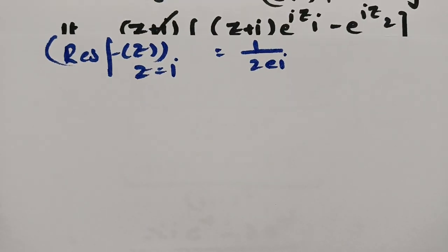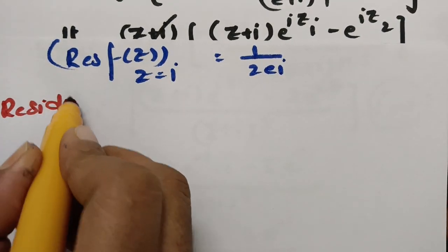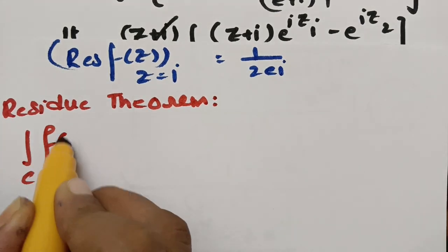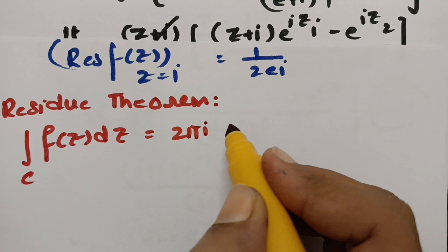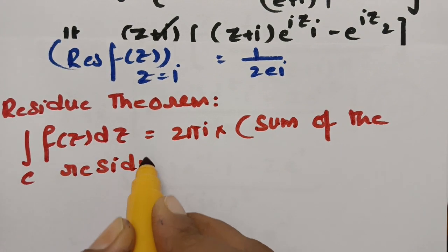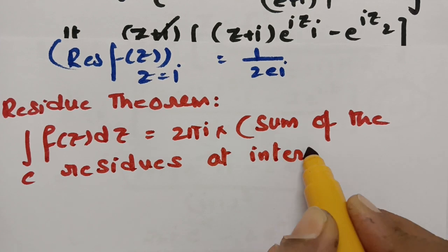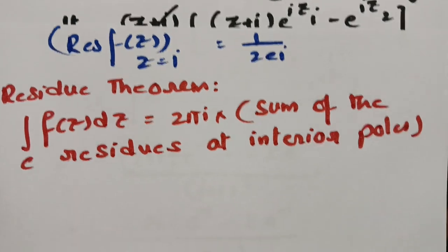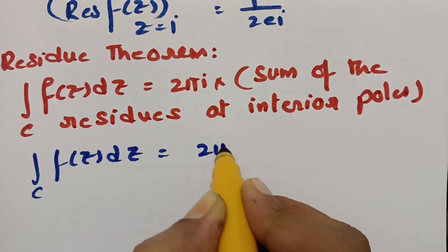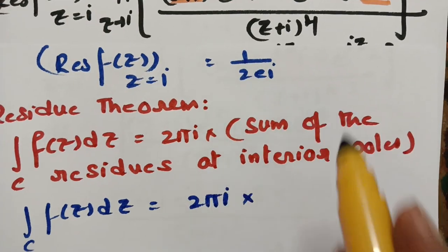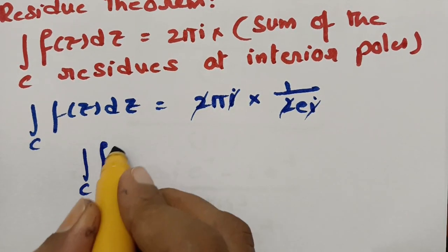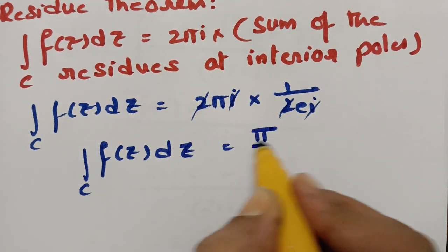So what is the residue theorem? This is our residue theorem. The statement states that integral over C of f of z into dz is nothing but 2 pi i into the sum of the residues at the interior poles. So integral over C of f of z dz is equal to 2 pi i into the interior pole residue, that is 1 by 2ei. After cancelling 2i, what remains? Integral over C of f of z dz is equal to pi by e.